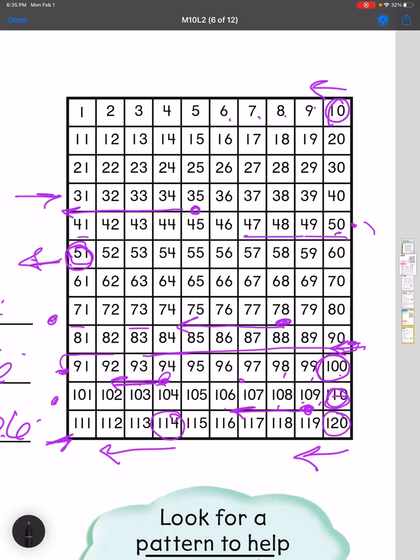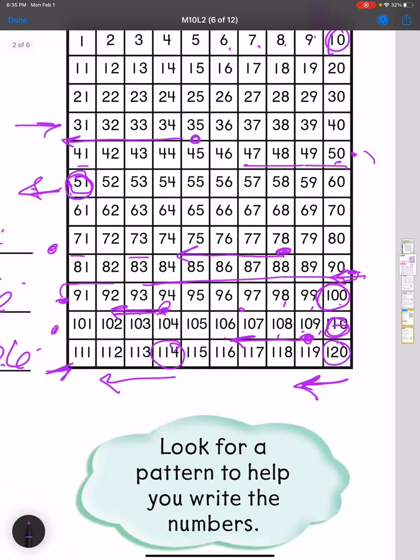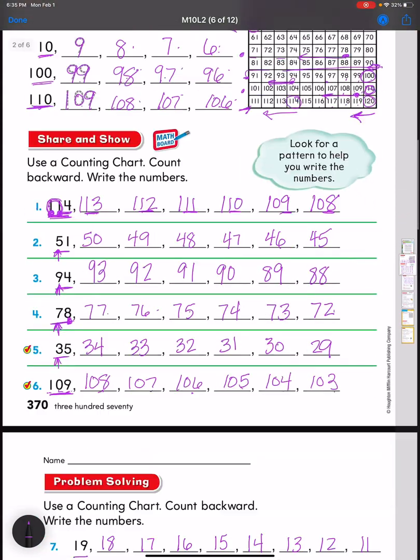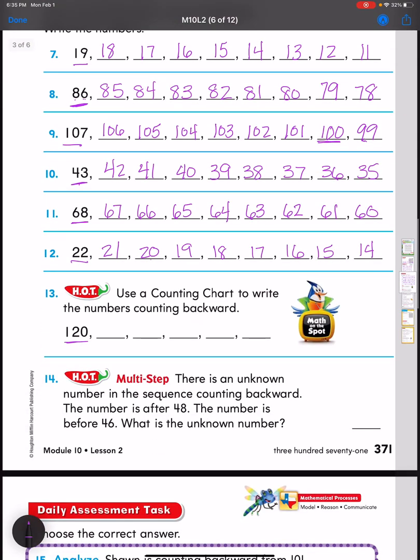There's 120, and I'm going to go backwards. So that means I'd go this way. I decrease it by 1 each time. So I started at 120. I know that the number before 20 is 19. So I would say 119.